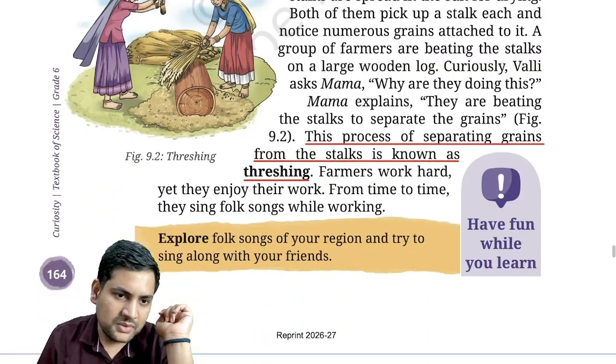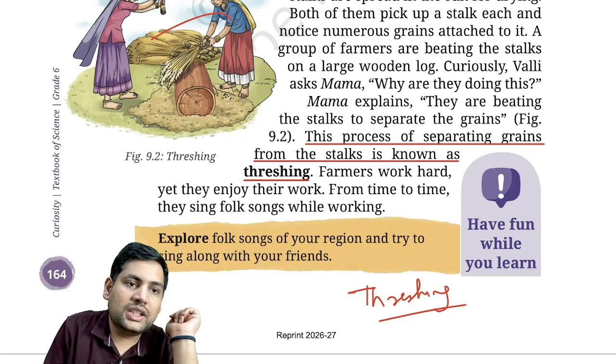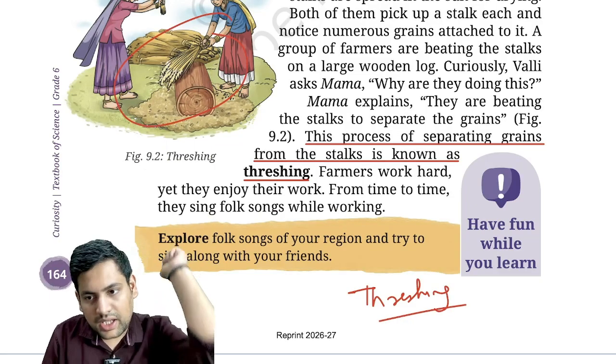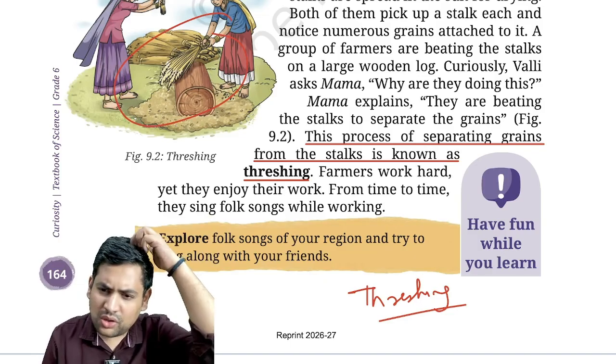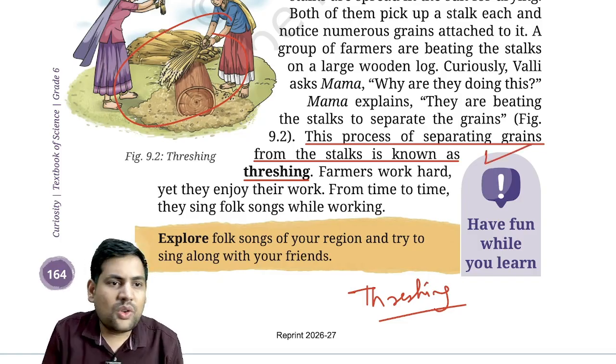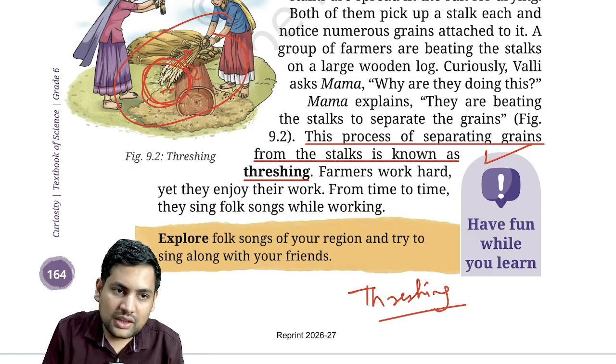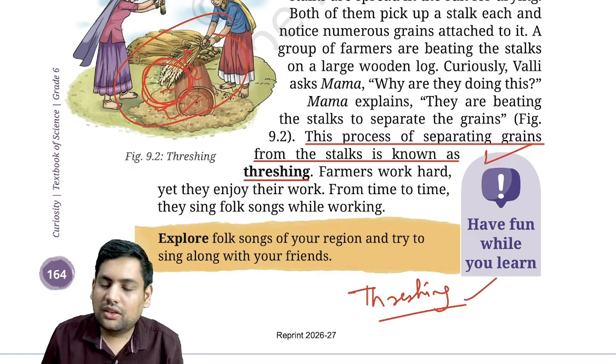Then it talks about something known as threshing. What is threshing? After the crops are cut like this, they beat them on the ground or on some log like this. This is called threshing. Threshing is the process of separating grains from stalks. All this stalk is not needed, only this part, which is the main wheat. Even in that, the inside part is wheat, that is needed. So they do threshing.